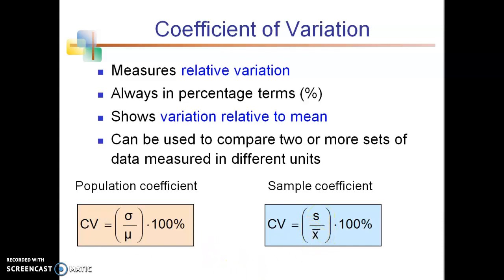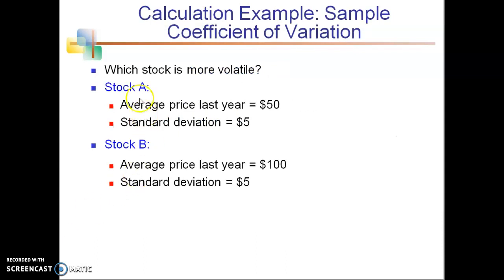Okay. Let's do an example here. Let's say we have two stocks that we're considering investing in, stock A and stock B. Now, in finance, the standard deviation of stocks, that is how much the price varies on average, is a metric that's used to assess risk. And if you look at stock A and stock B, they both have the same standard deviation in dollar terms, which means each stock on average varies by $5. However, they're not priced the same. The average price last year for stock A was $50, and the average price for stock B was $100.